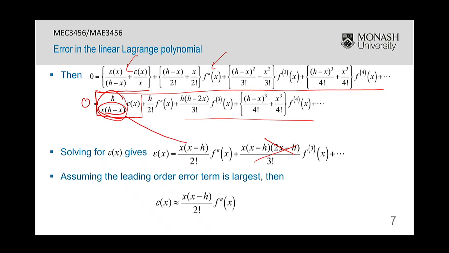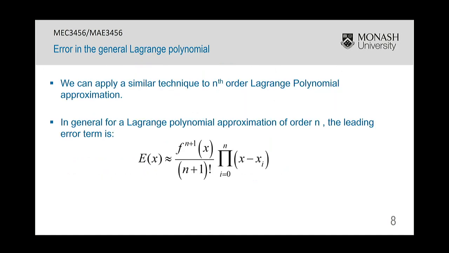So, assuming that the leading order error term is the largest, and that's usually a pretty good thing to do, we have shown that the error as a function of x, when we fit a straight line to any function, is approximately equal to x times x minus h divided by 2 factorial times the second derivative of our function at the point x. Of course, if we don't know what the function f is, we don't know what its second derivative is either. So it's a little bit difficult to use this directly to estimate the error. However, it's still extremely useful, as we'll see in a minute.